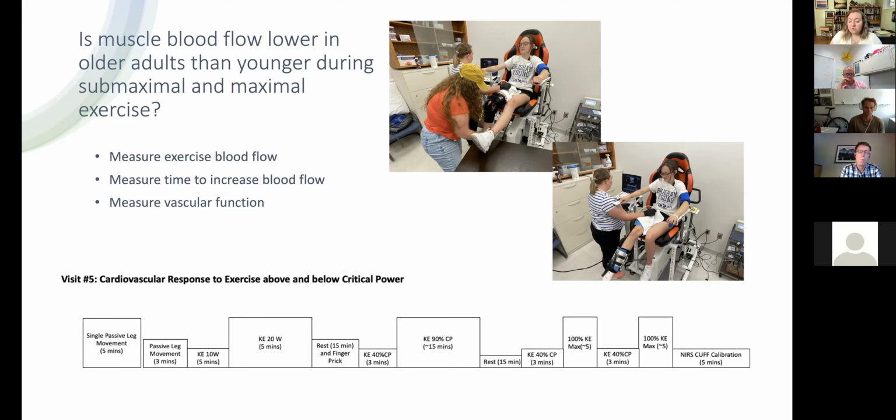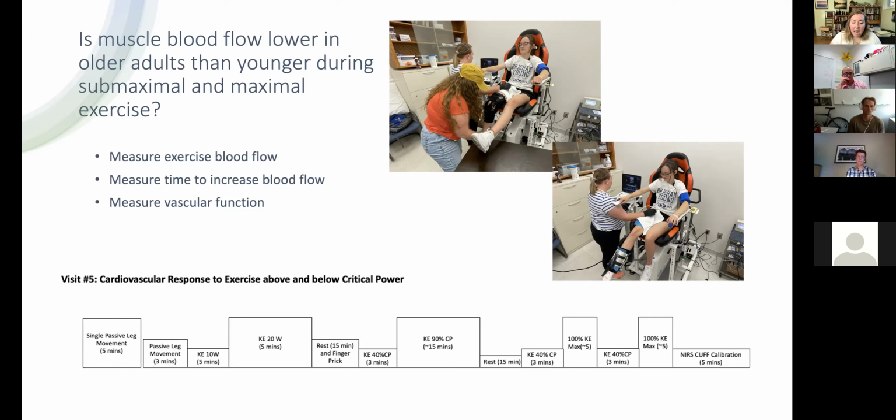So we'll have the subject warm up again at 40% of their critical power for 3 minutes, and then we will increase the wattage to whatever their max wattage was, and we will have them exercise until fatigue. After they fatigue, we'll have them continue to kick, but we will lower the wattage to that 40% of their critical power for 3 minutes again. And then we will increase the wattage one last time to their max and have them exercise to fatigue.